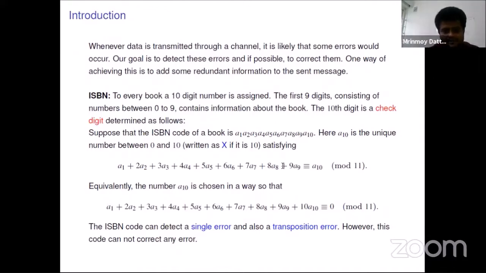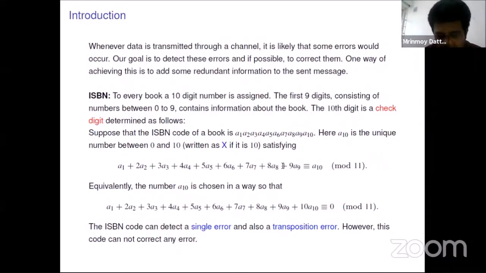It is seen that ISBN can detect a single error or a transposition error. So what is a transposition error? If your code is A1 till A9, the first 9 digits, and suppose you have transposed two elements, suppose you have written A5 instead of A3 and A3 instead of A5, then it can detect that. However, there could be many other errors that this ISBN code is not capable of detecting. But if there is a single error or a transposition error, it can detect that error.